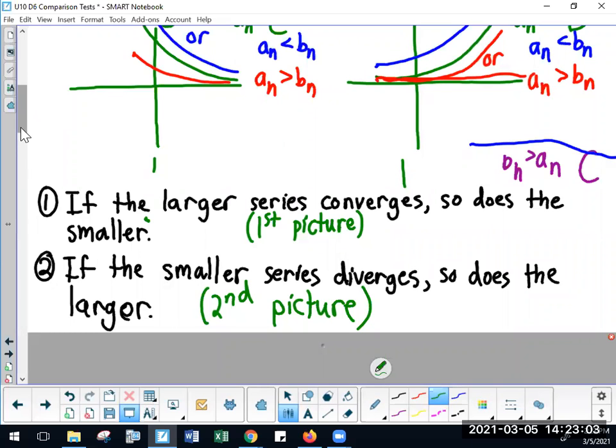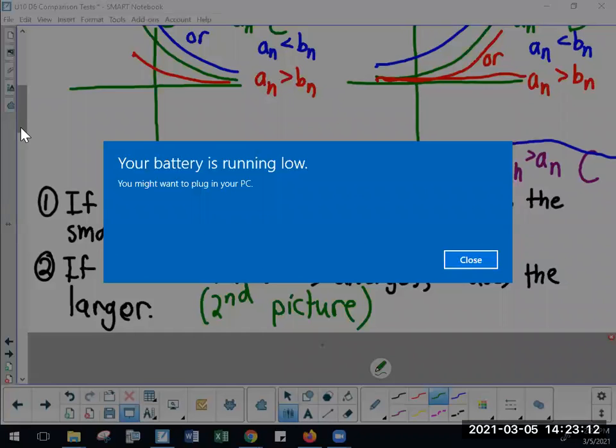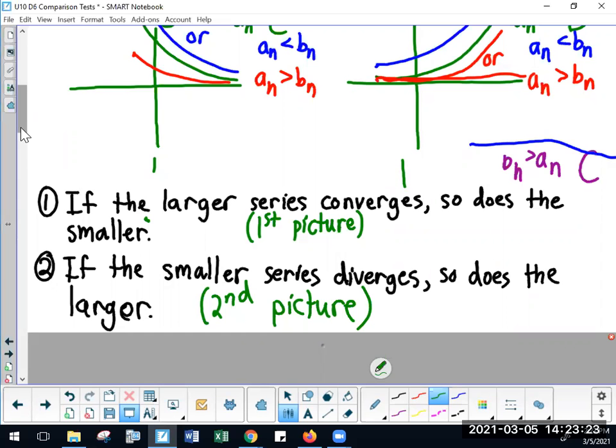This is the essence of the direct comparison test. The direct comparison test is taking one series that we're given, comparing it to another series that we need to come up with that's going to be similar, and not just similar, it's going to be one of the ones that we've studied, because it'll be quick to determine the convergence or divergence of, and then we'll compare them directly. So let's do that.